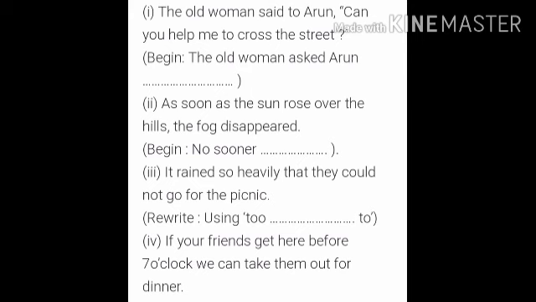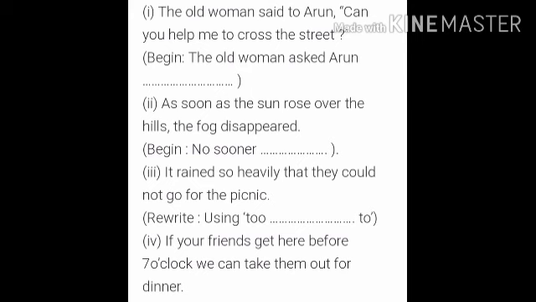Now the next one, that is number 3. It rained so heavily that they could not go for a picnic. You need to rewrite using "too" and "to", T-O-O and T-O. Now we'll write it as: It rained too heavily. We'll remove "so" and in place of "so", we will write "too". We will remove "that they could not" and write "to" in its place, go for the picnic. So: It rained too heavily to go for the picnic. Or you can also write it as: It rained too heavily for them to go for the picnic.